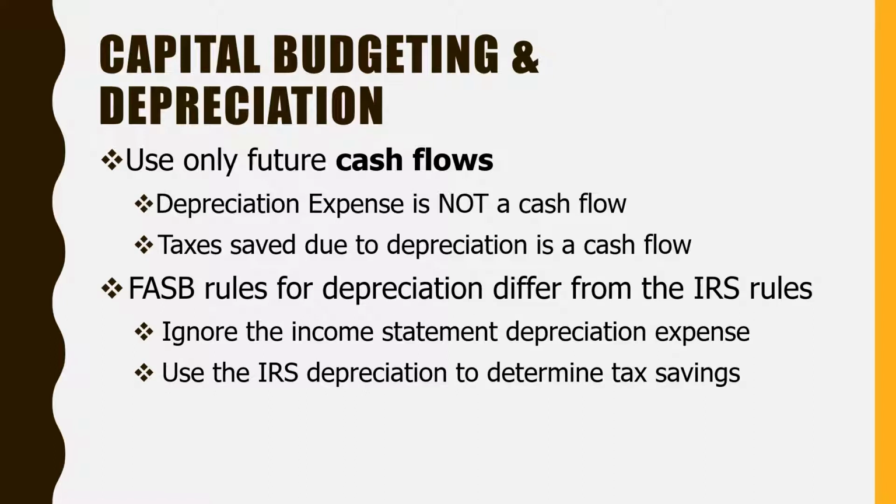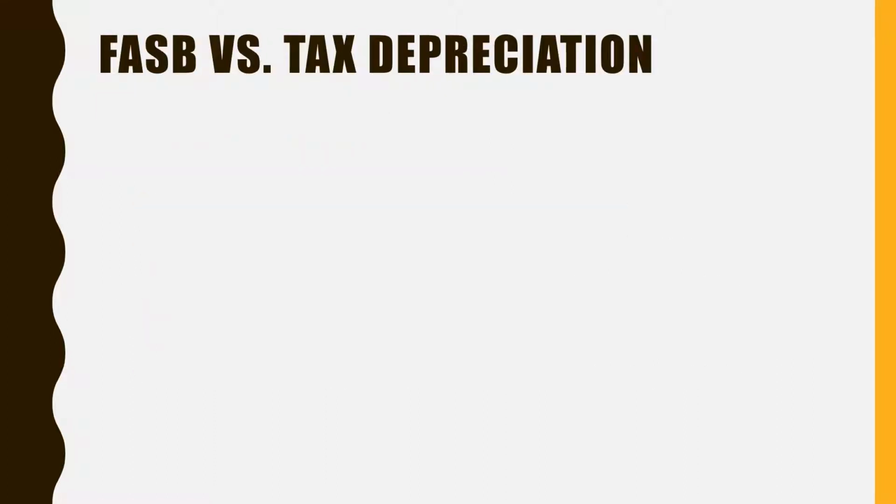The extra complication is that FASB rules for depreciation differ from the IRS rules. So we don't care at all what the FASB rules are. We always ignore the income statement depreciation expense. But what we deduct on our tax return, the IRS depreciation, is used to determine our tax savings. That means we have to talk about the difference between the FASB and the IRS's view of depreciation.